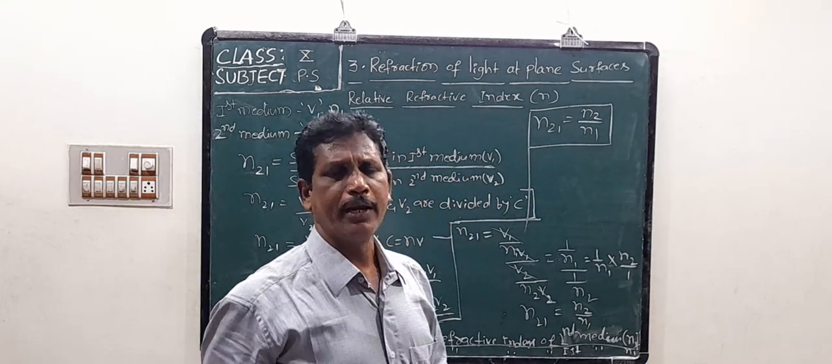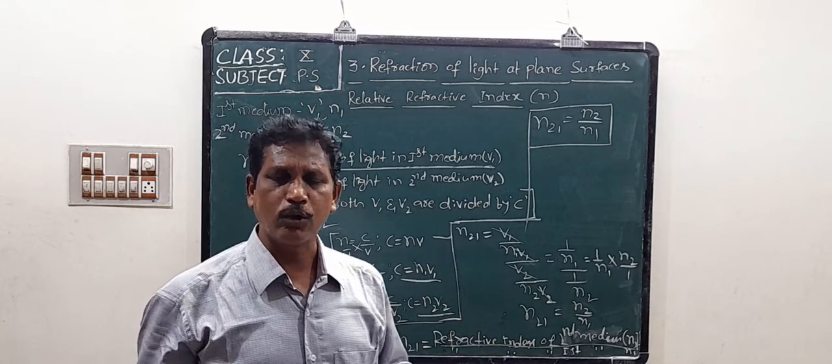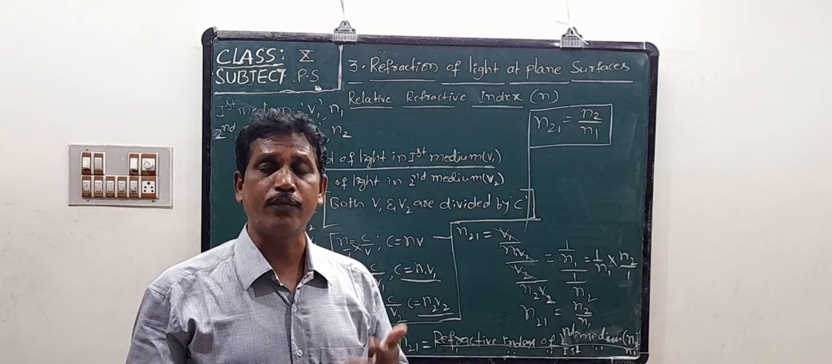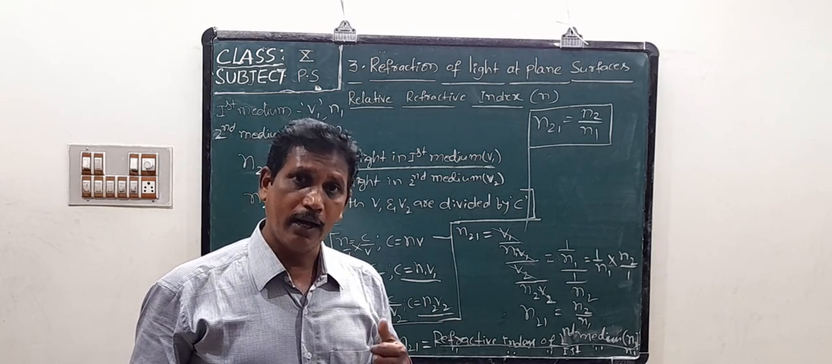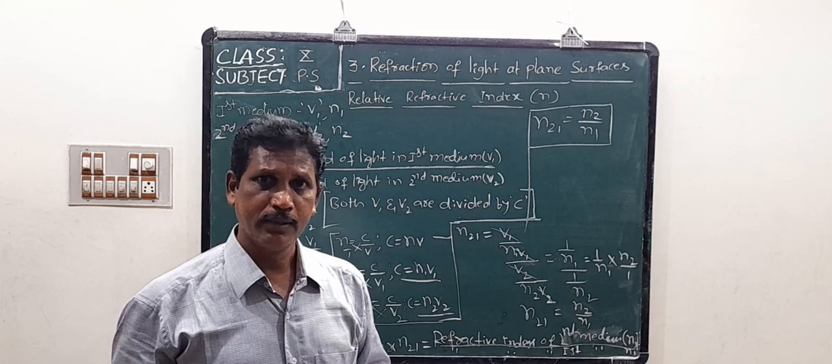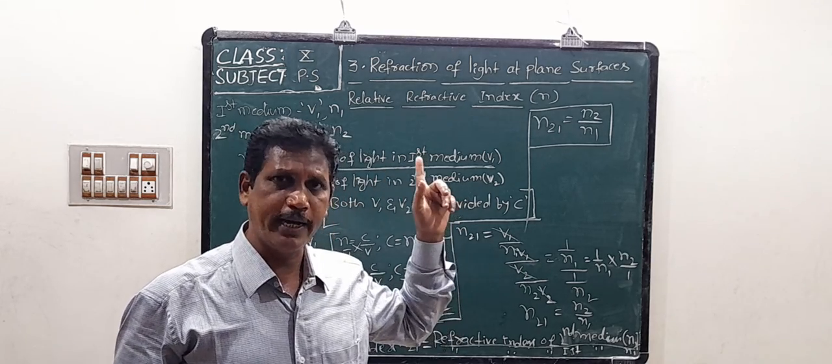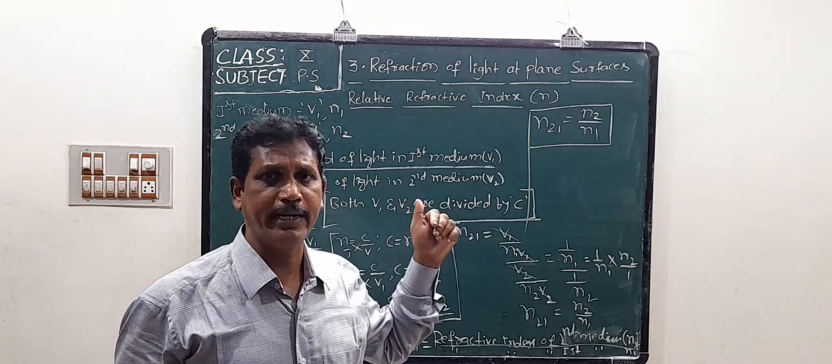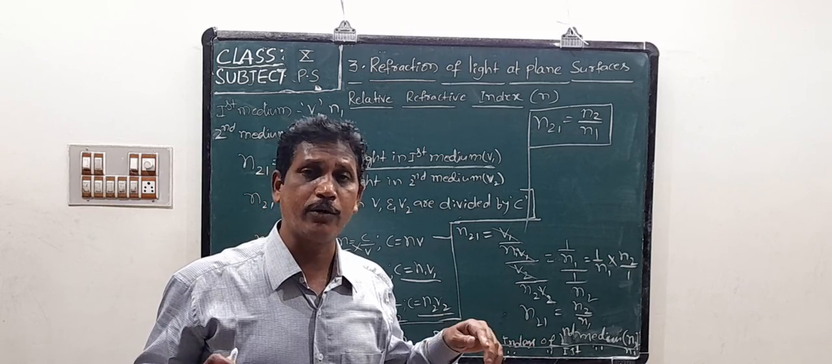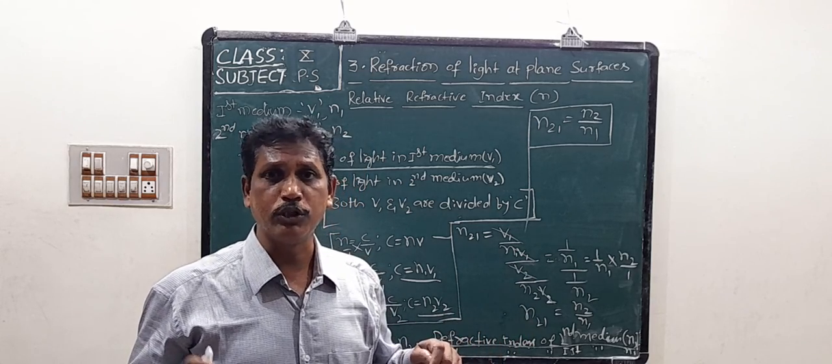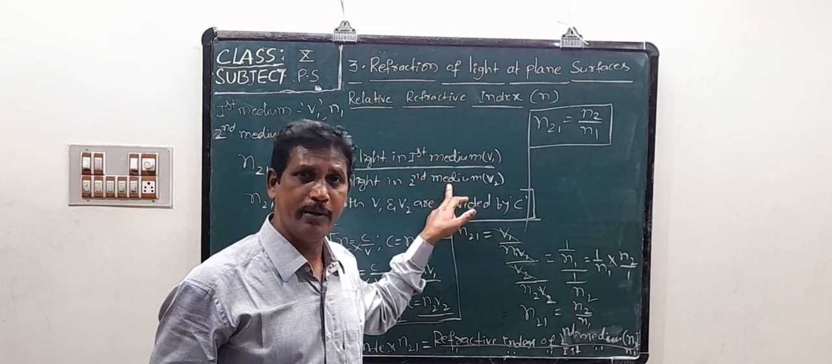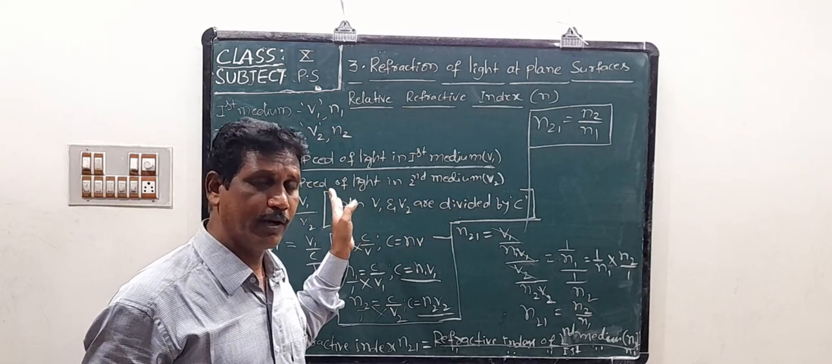Here N1 is the refractive index of the first medium, N2 is the refractive index of the second medium, and N21 is the relative refractive index of the second medium with respect to the first medium. V1 is the speed of light in the first medium, V2 is the speed of light in the second medium. What is meant by relative refractive index? The relative refractive index N21 equals the speed of light in the first medium to the speed of light in the second medium. Therefore N21 equals V1 by V2.